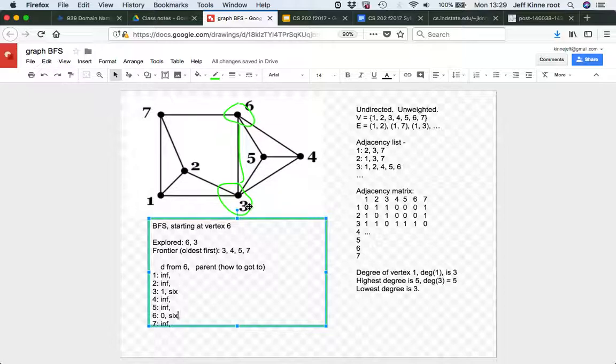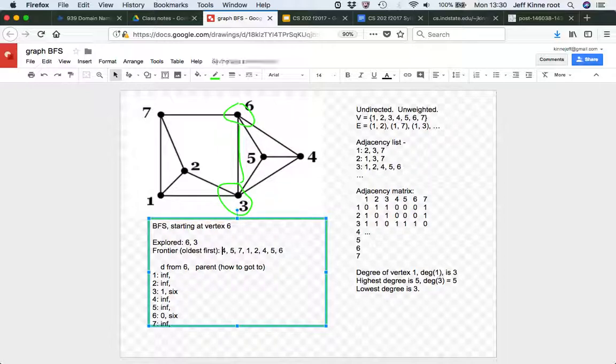All right, and now I want to take the neighbors of 3 and put them onto my frontier, things that I need to explore. So 1, 2, 4, and 5. I don't put 6 on because I'm already done with 6. Or if I want to, I could add it on, but then later on I'll see that I'm already done with that. Just leave it like that, and now 3 is done.